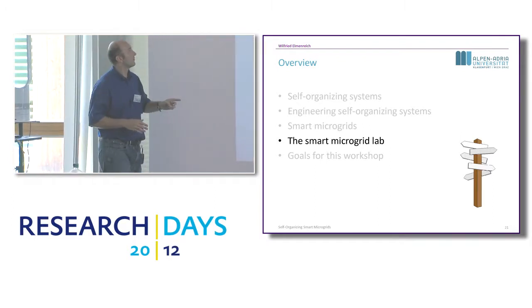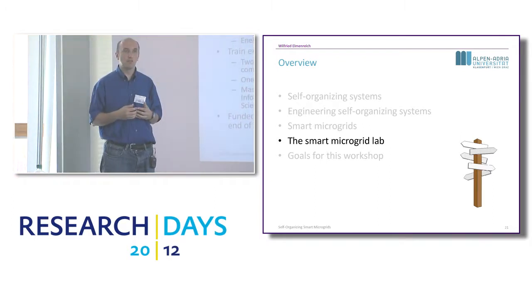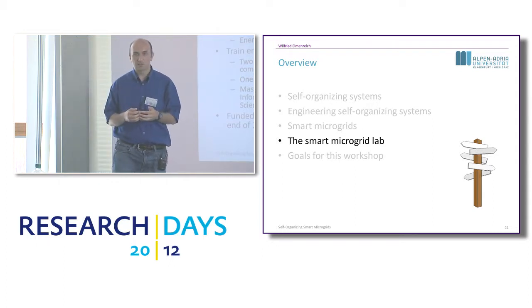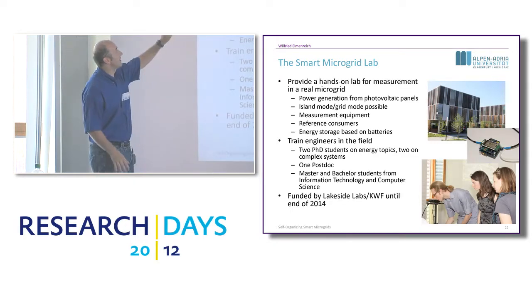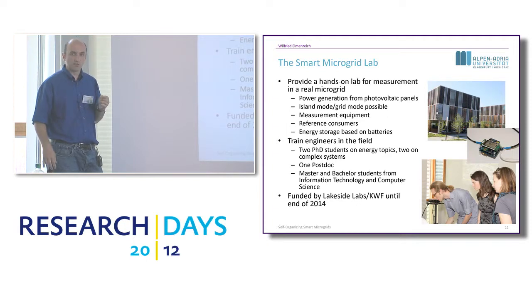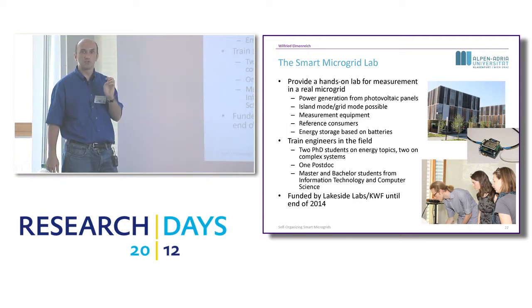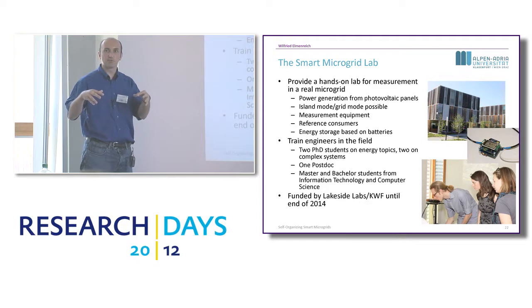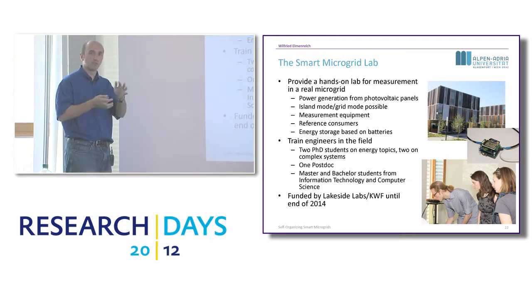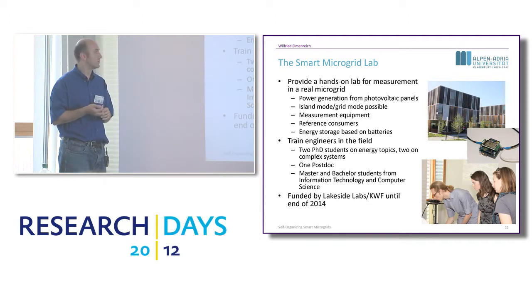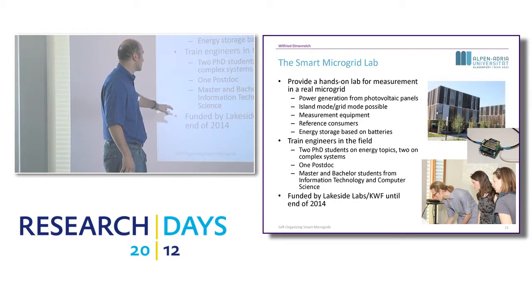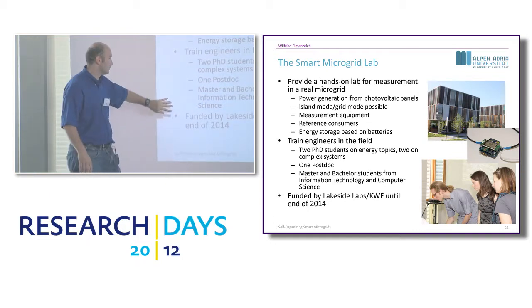One other thing we're doing is establishing a smart microgrid lab here, which is a place where students can be educated and do experiments in this smart microgrid area. The smart microgrid lab itself is also a smart microgrid. It has a photovoltaic power generation unit, several batteries where it can store energy, and some intelligent controllers to manage the energy consumption. Here I have several PhD students working on this topic, and we also plan to integrate our master and bachelor students.